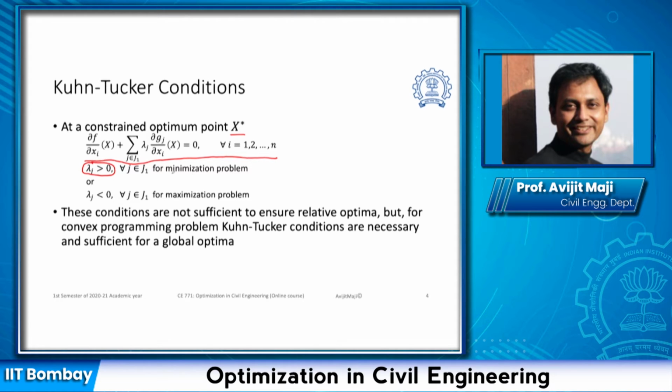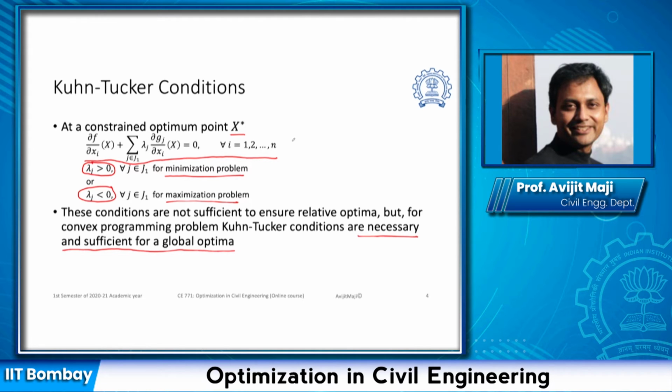In case the problem is a minimization problem, and in case it is a maximization problem, my lambda j is going to be less than 0. So this condition is only true for the convex programming problem, where the objective function and the constraints are convex. And Kuhn and Tucker had proven that in that type of problem, the necessary and the sufficient conditions are same for a global optima point. So these are the Kuhn-Tucker conditions.